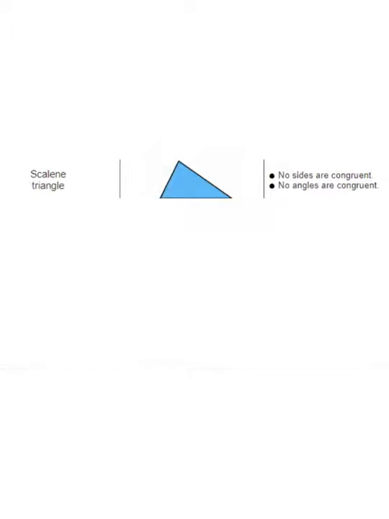Alright, a scalene triangle. Okay, so you need to write this in. A scalene triangle is a triangle that has no congruent sides and no congruent angles. All three sides are different lengths and all three angles are different measures.